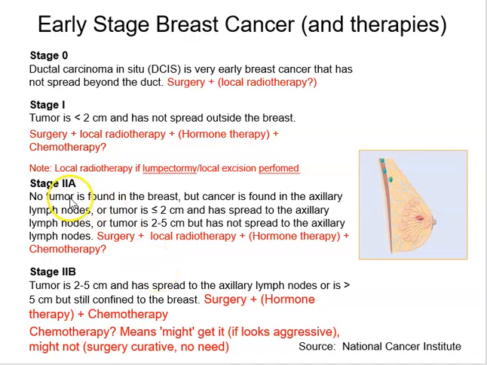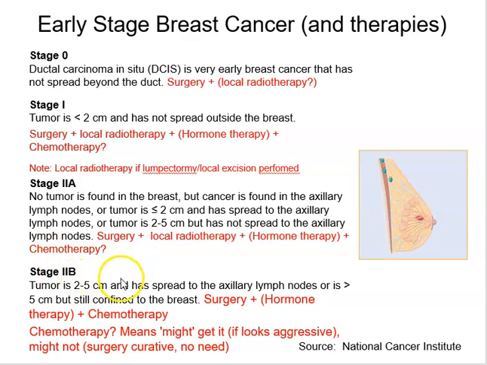For stage 2A, again we've got no tumour beyond the breast, but we have got a tumour which is potentially less than 2 centimetres but spread to the very local lymph nodes, or tumour that is 2 to 5 centimetres that has not yet spread to the lymph nodes. So here, do we give surgery, do we give radiotherapy, do we give hormone therapy, do we give chemotherapy? Now, as we'll find out, wherever lymph node is involved, you would give systemic treatment.